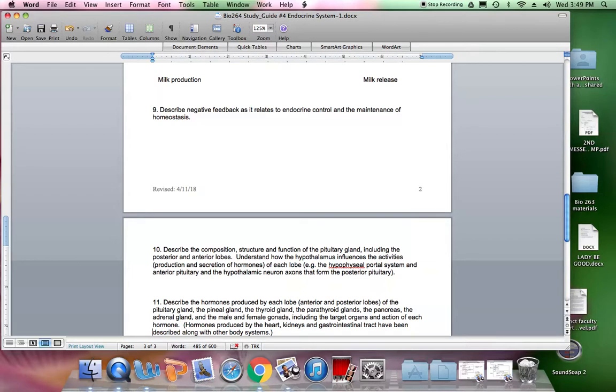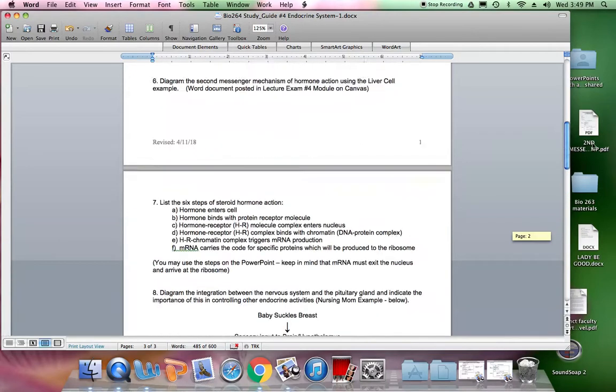There are other hormones produced by the heart, the atrial natriuretic protein. You also have a couple of hormones produced by the kidneys. Remember renin and erythropoietin, and the gastrointestinal tract. Remember in the stomach and the small intestine, there are some endocrine glands, but those will not be on this exam. So that is number 11, and then let's go back to number 1.